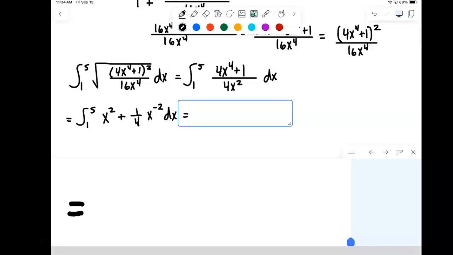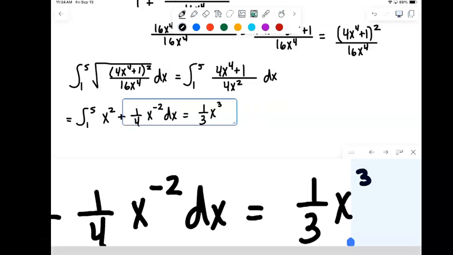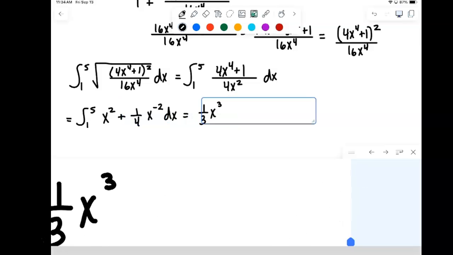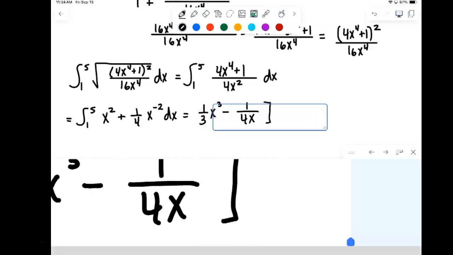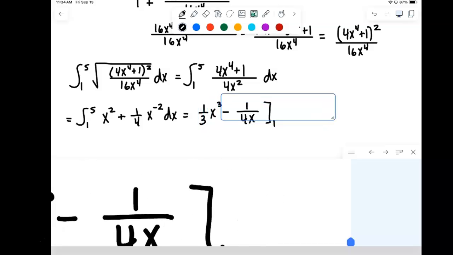And so now we can apply our integral rule. So that will be 1/3 x cubed. And for x to the minus 2nd, we add 1 to it, it would be -1. So it'd be x to the minus 1, but then we divide by the -1. So that'll make that minus 1 over 4x. Evaluate it between 1 and 5.